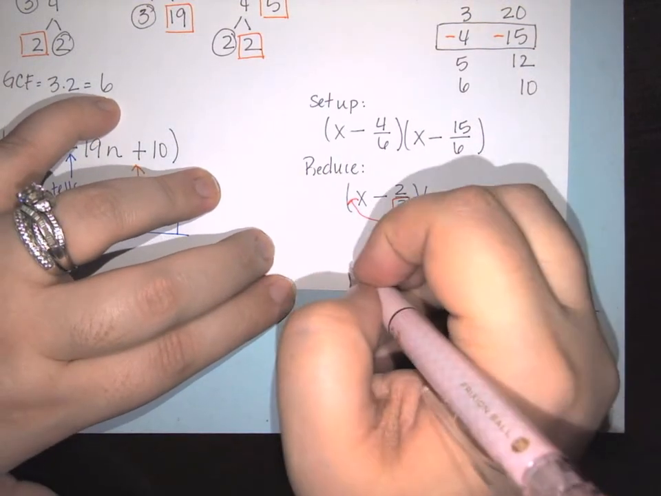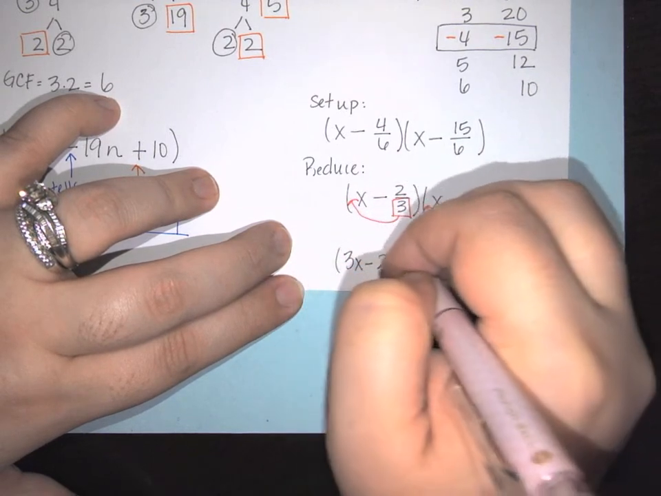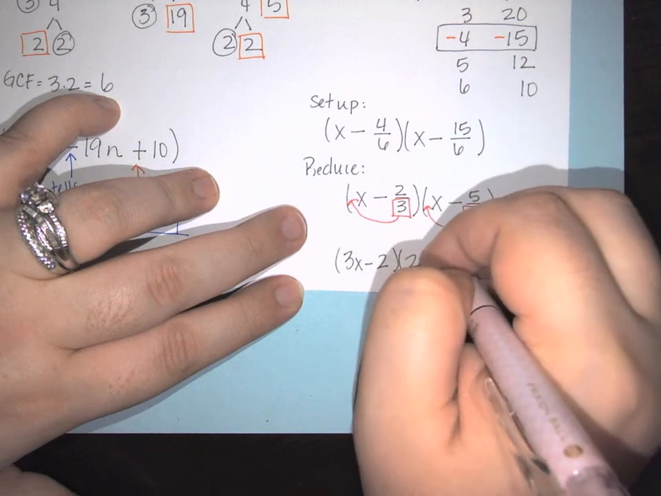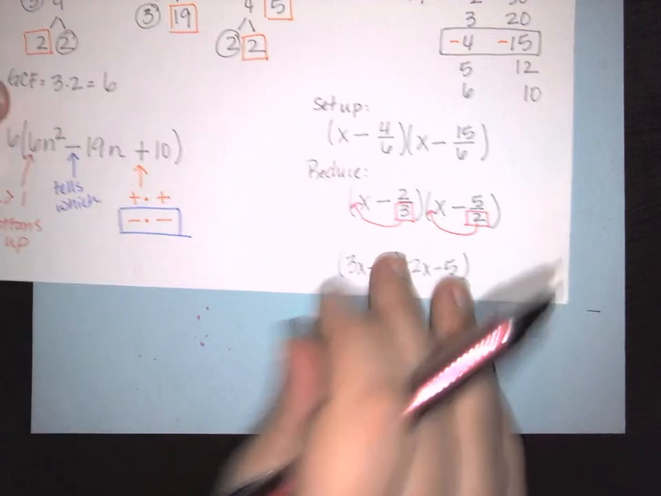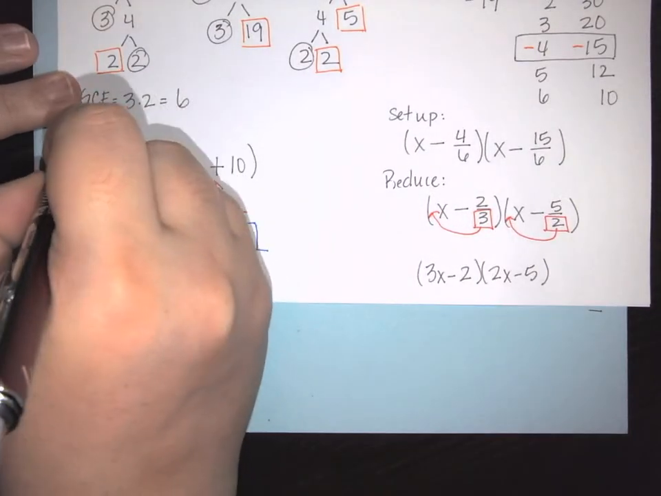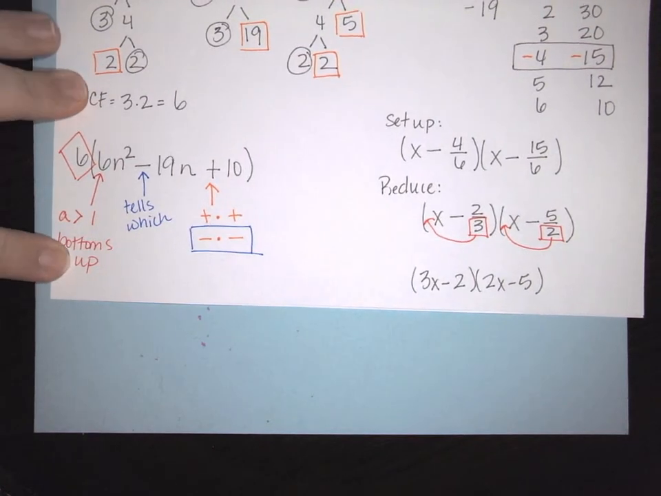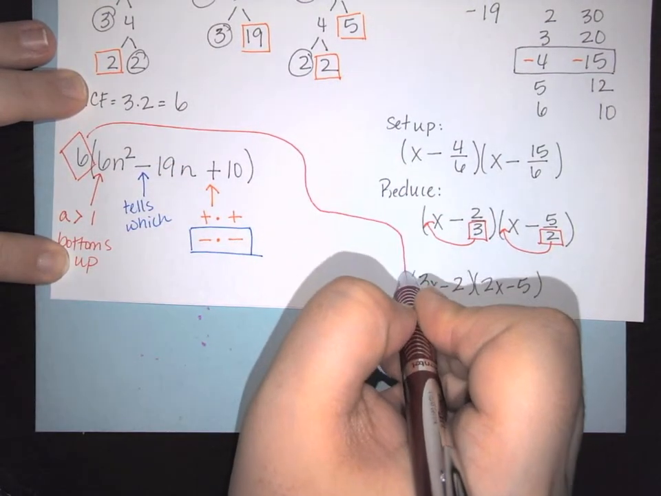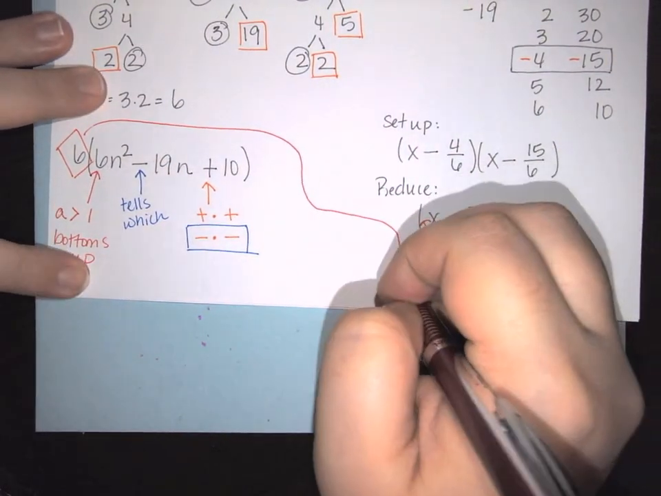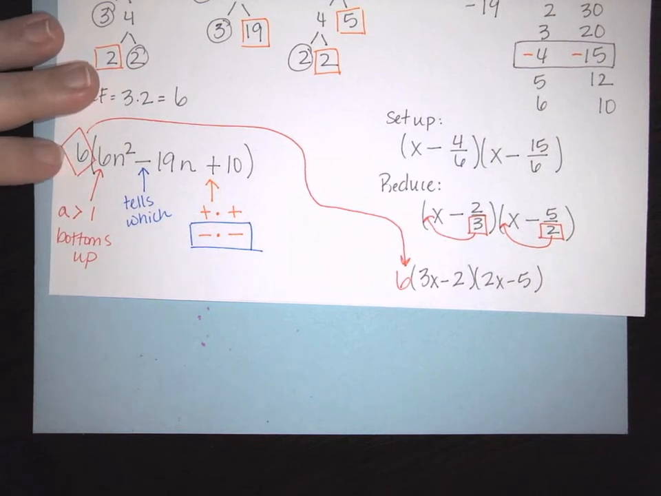So here we have 3x minus 2 times 2x minus 5. The very last thing we need to remember is that we had this term out here, our GCF term. So this term here has to come over and drop down. So we need to have the 6 out in front. Okay? And that is how you factor completely.